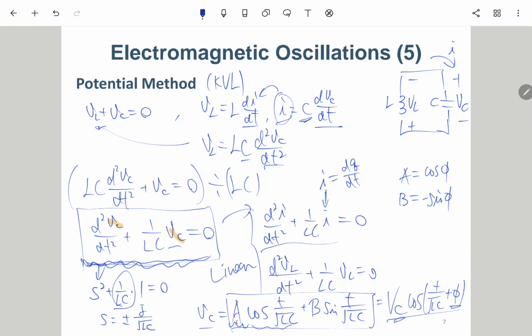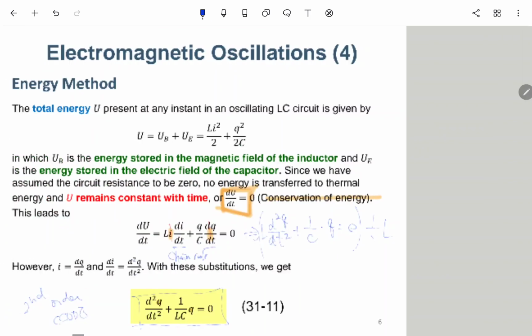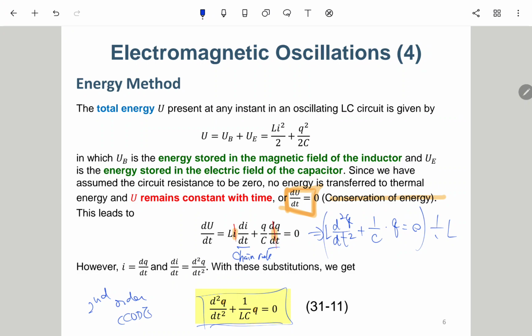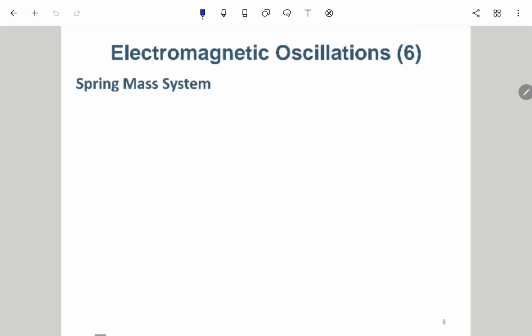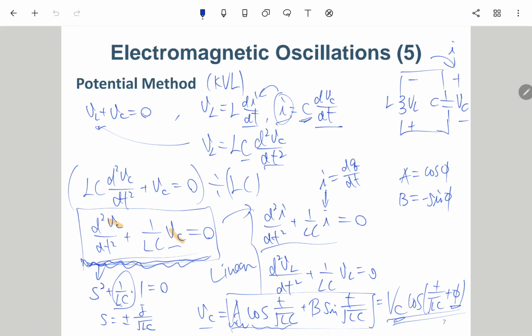Just as I mentioned, VC has an expression like this for this ODE, and Q also has a similar expression for this ODE. So this is nothing but a cosine. Capital Q is a constant, the maximum Q, times cosine omega t. Here omega is 1 over the square root of LC. So omega equals 1 over square root of LC.